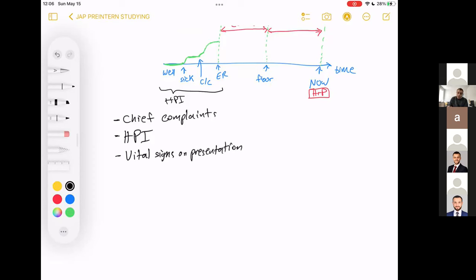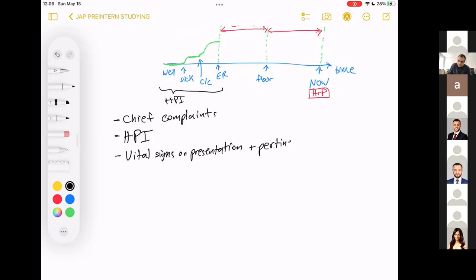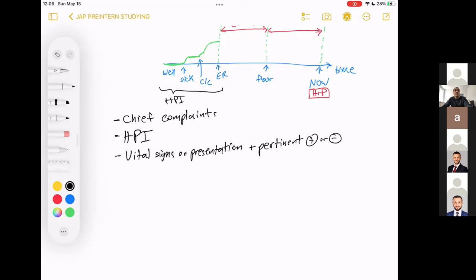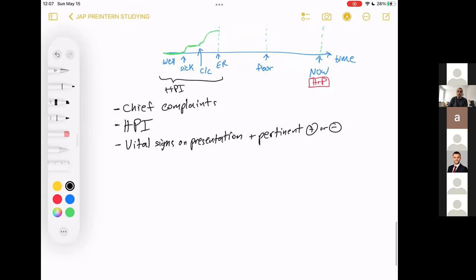As well as if there were any pertinent positives or negatives. Sorry, got some technical difficulties here. Okay, cool. So if there are any pertinent negatives or positives that you need to mention, okay?